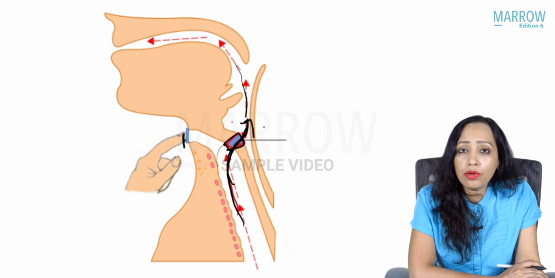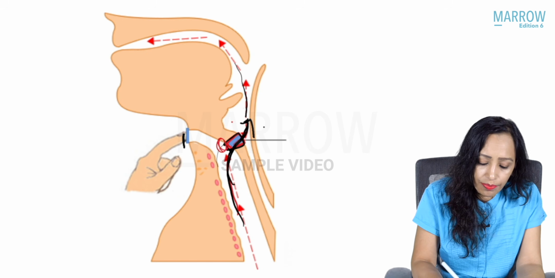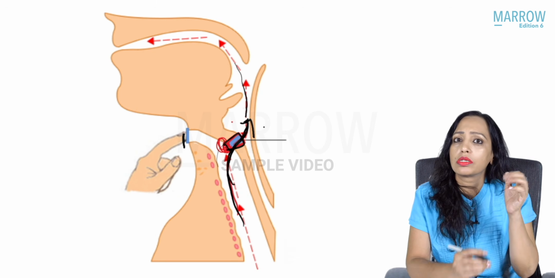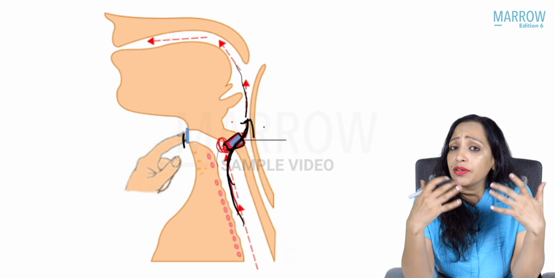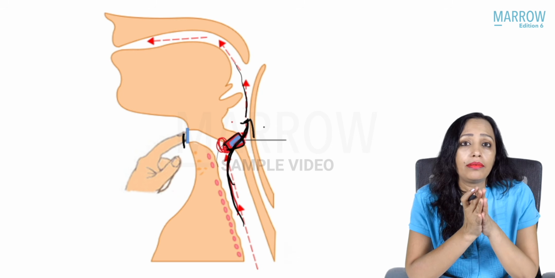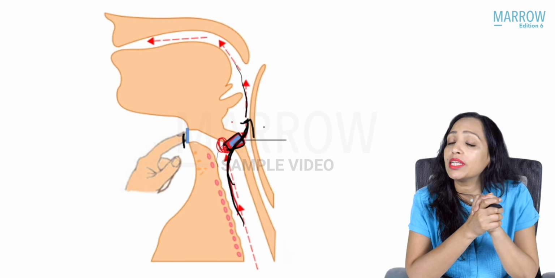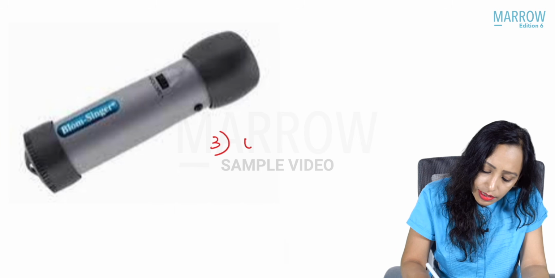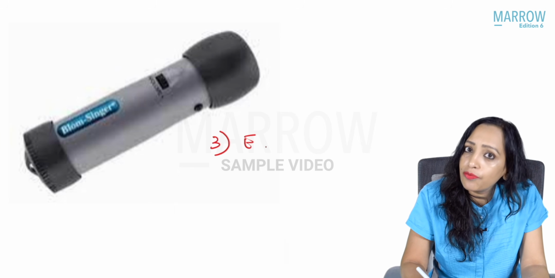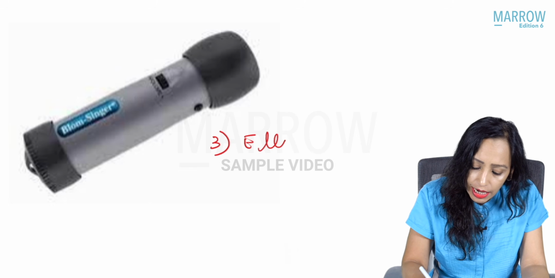Now sometimes granulations form at this valve area and this valve closes, or it repeatedly gets infected and it needs to be removed. Then in that case, what option can be given for speech to the patient is something which is known as electrolarynx. This is the third form of speech rehabilitation that we can give for post-laryngectomy patients.